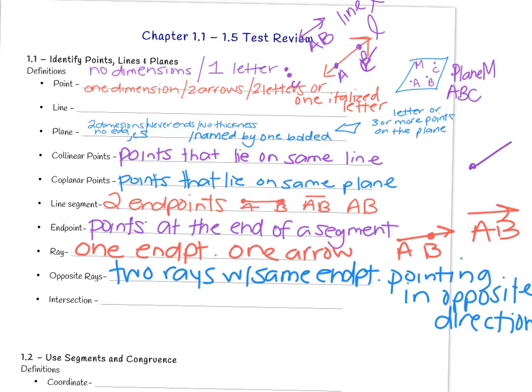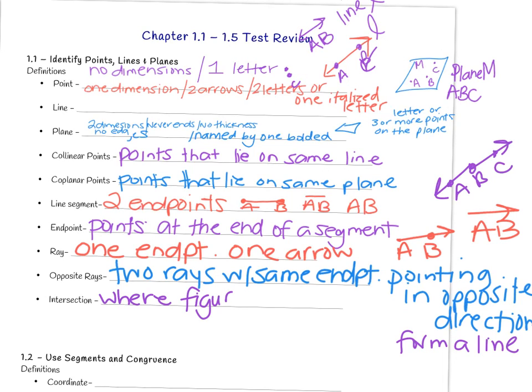What do two opposite rays form? A line. And an intersection is what? Sorry, go ahead, Chris, I didn't see you. Where two figures meet. So it could be two lines, it could be a line and a plane, it could be two planes, it could be two rays, it could be two segments.